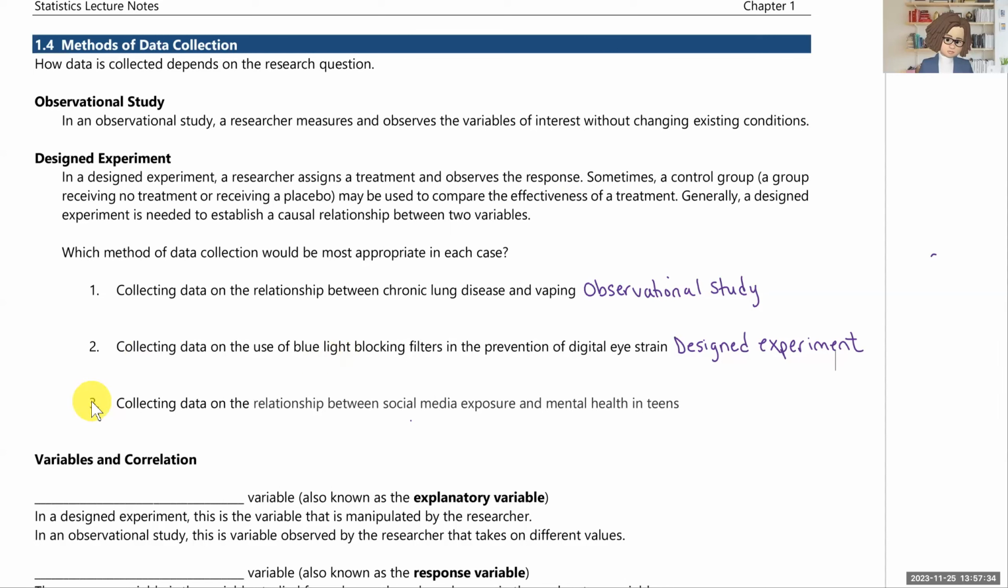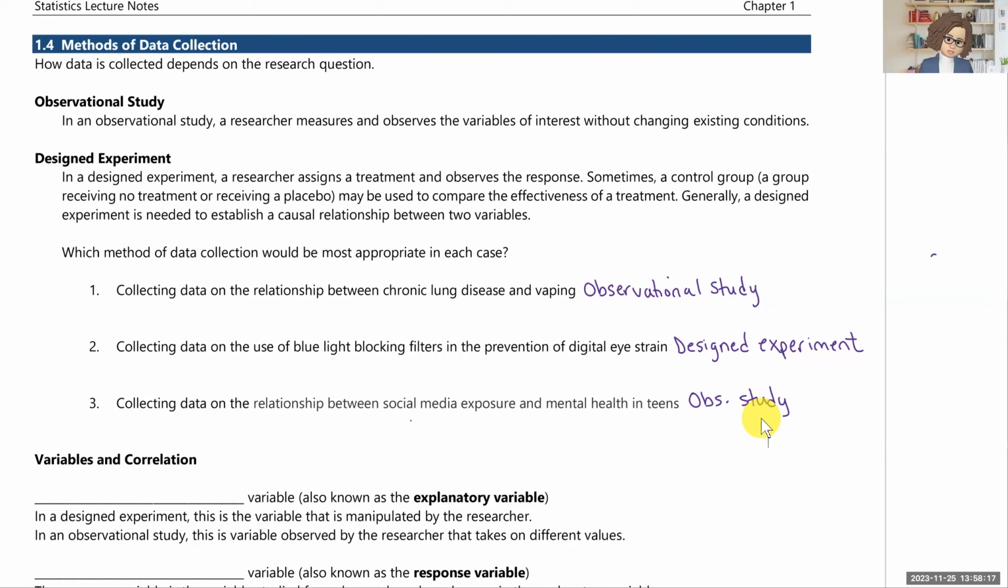And then lastly, number 3, collecting data on the relationship between social media exposure and mental health in teens. So this again would be our observational study. And you can read all about studies in this area, but they would not do an experiment here. They would not make people watch social media or be on social media just to see if it develops mental health issues. They develop mental health issues. So you would not ethically be able to do an experiment to study the connection here. So just an observational study, just watching the world around us and collecting data.